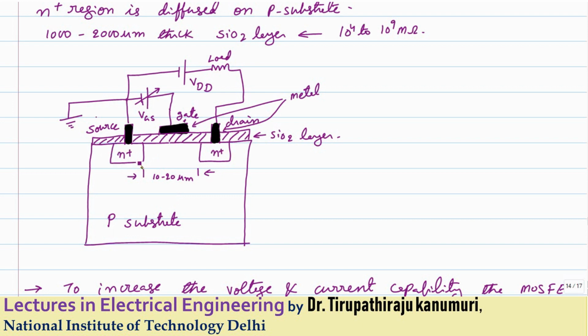So from these diffused N plus regions, we connect two metallic conductors to take the source and the drain terminals. On the top, a SiO2 layer is formed on the upper side. On this SiO2 layer, again a metal conductor is laid, and from this metal the gate terminal is taken out. You can see here, both the source and drain are directly connected to the semiconductor, but the gate is not directly connected. In between, one SiO2 layer is there.